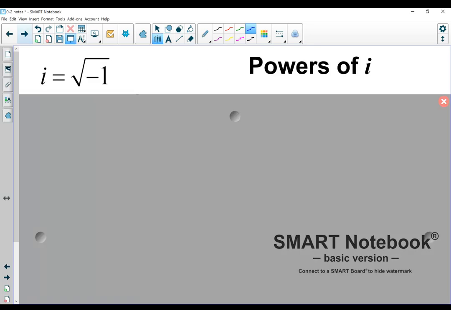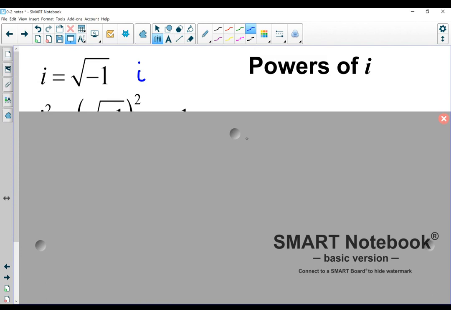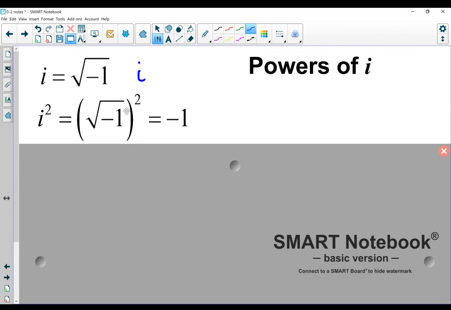So first we're going to look at powers of i. So if i is equivalent to the square root of -1, that's by definition. So this one we just call i. And then we want to think about what happens when we square it. So if I take the square root of -1 and I square that, because I'm trying to find i squared, the square and the root would cancel. We would just be left with -1. So i squared is -1.